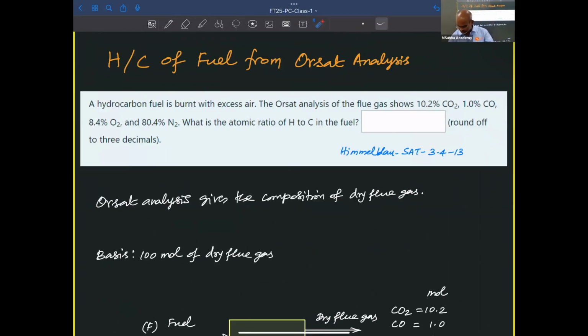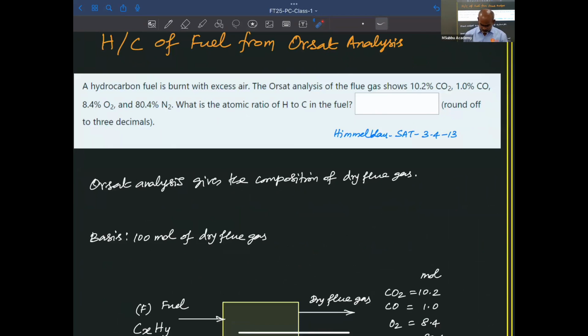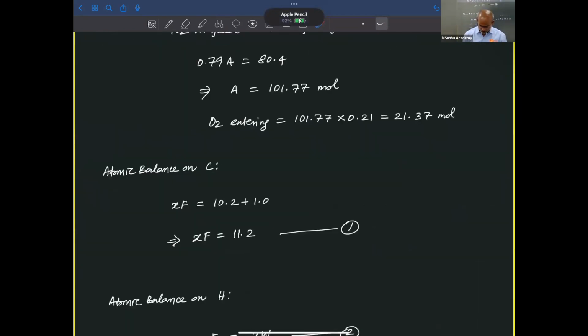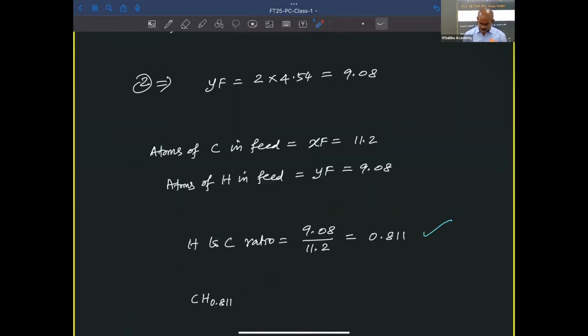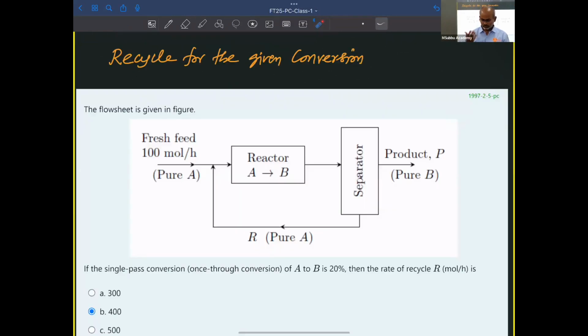One more problem is also there, I suppose. I think the similar approach you can use. Maybe I will skip this part alone, so that I can go to the other problems.